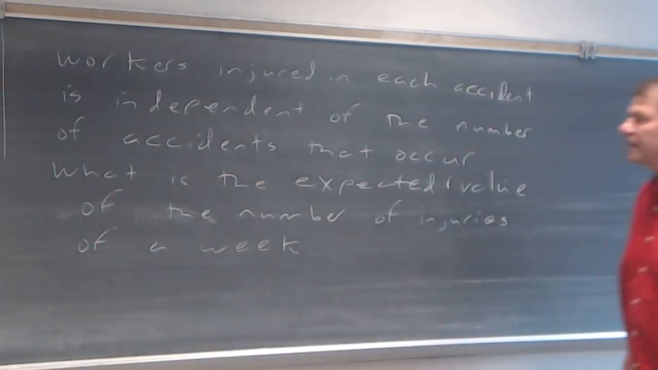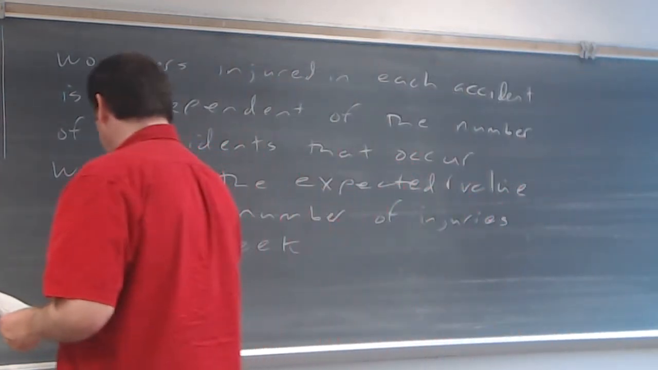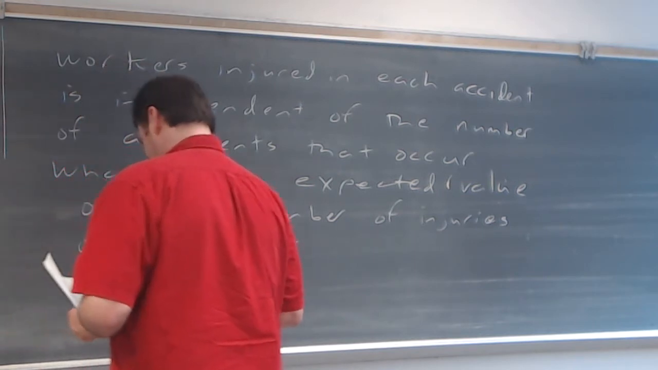Okay, so in this problem, what we're dealing with is that on average there's 4 accidents per week, and on average for each accident there's 2 people who get injured. And so the question is what is the expected value of the number of injuries per week? And here's the solution. It turns out it's what we would expect the answer to be, I think.